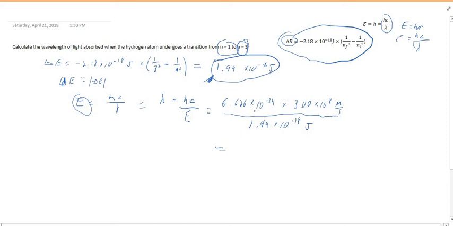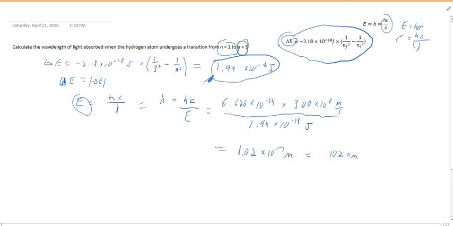And so let's go ahead and see if we can get that wavelength. So let's go 6.626 times 10 to the minus 34th times the speed of light, 3.00 times 10 to the 8th, and then we're going to finally divide that by 1.94 times 10 to the minus 18th, and what comes out of this in meters is going to be 1.02 times 10 to the minus 7th meters, and if I want that in nanometers, then that is going to be 102 nanometers.